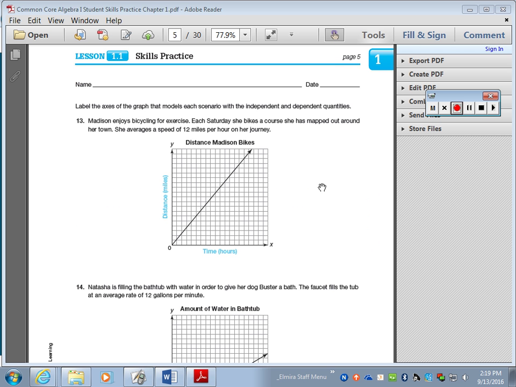And in this last section, all you have to do is label the graph with your independent and dependent quantities. So you can see that the first one, Madison enjoys bicycling for exercise. Each Saturday she bikes a course she has mapped out around her town. She averages a speed of 12 miles per hour on her journey. So key words in here are going to be miles and hour.